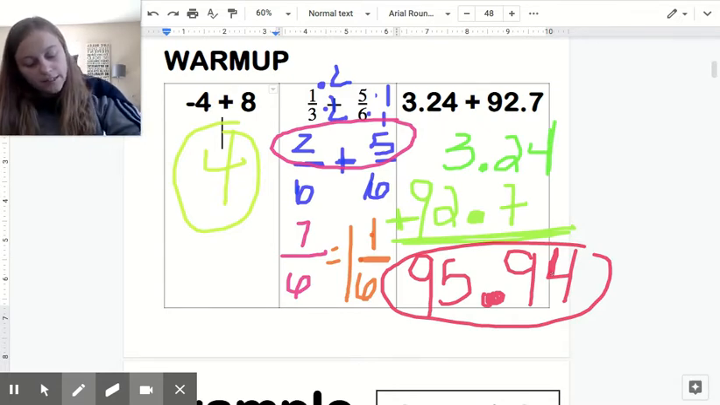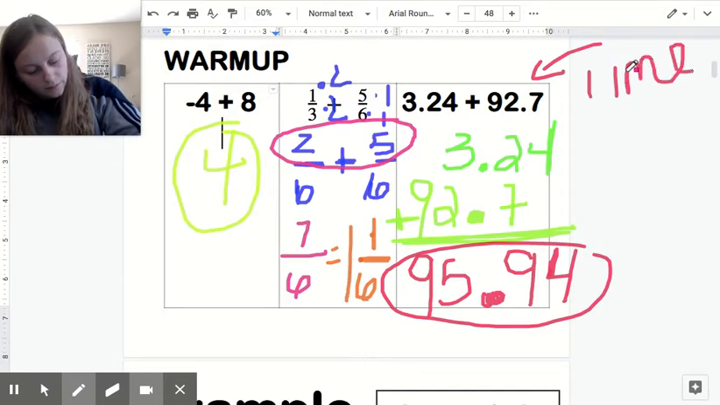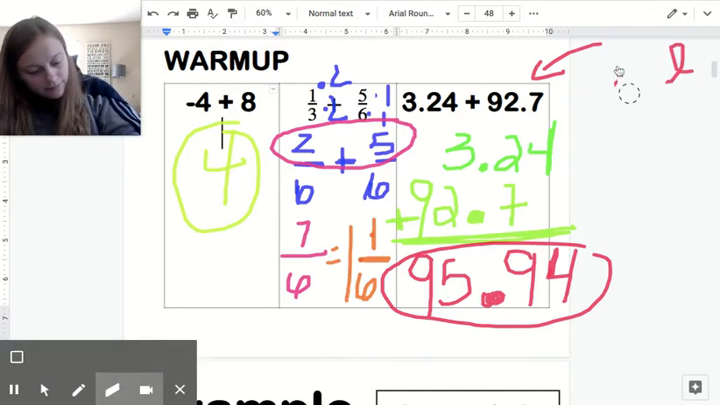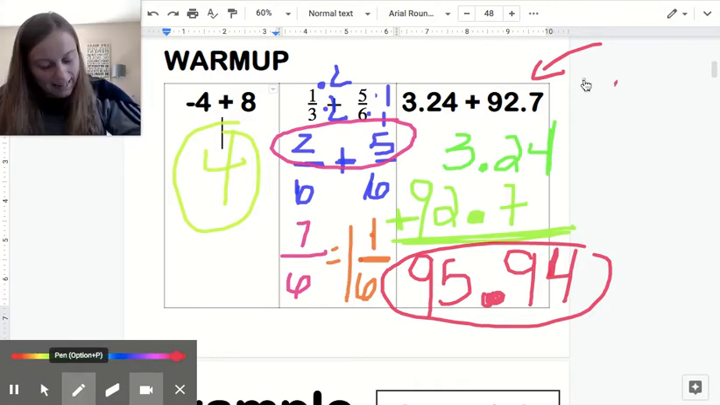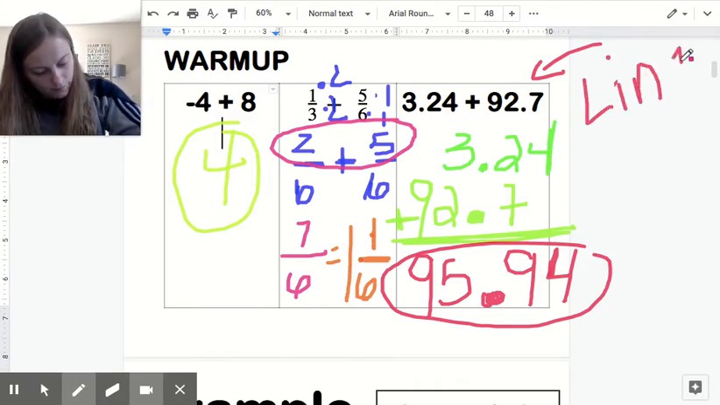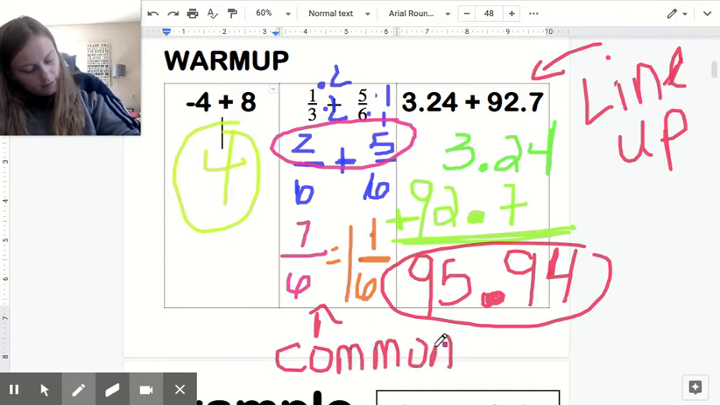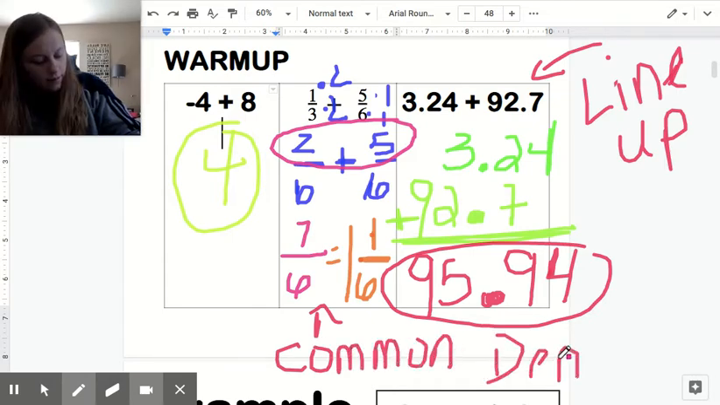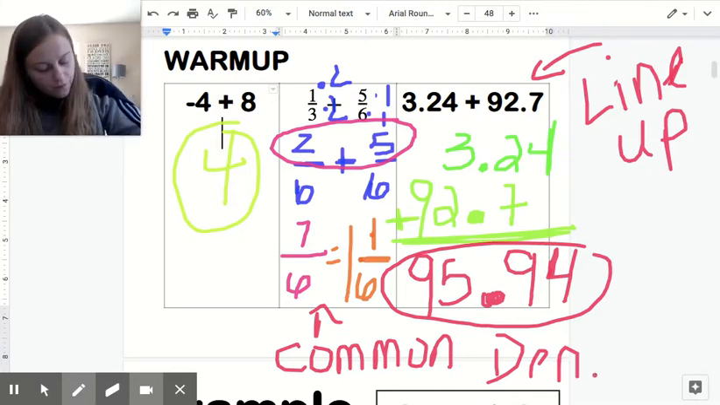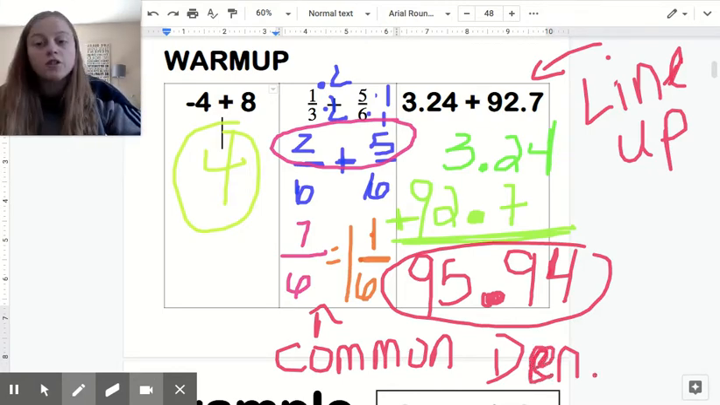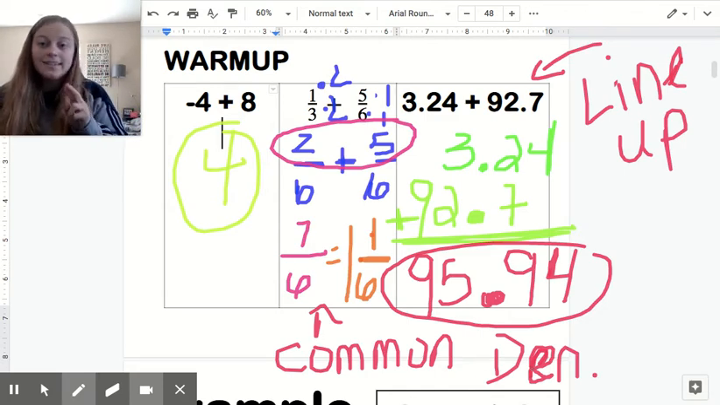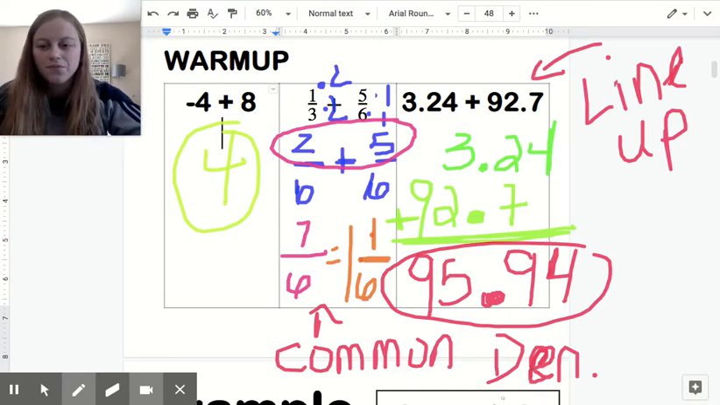So a couple of reminders here. For adding, we need to line up our decimals. Then for fractions, we need a common denominator. And then for our first one here, it's just our rule. Same signs add, different signs subtract.